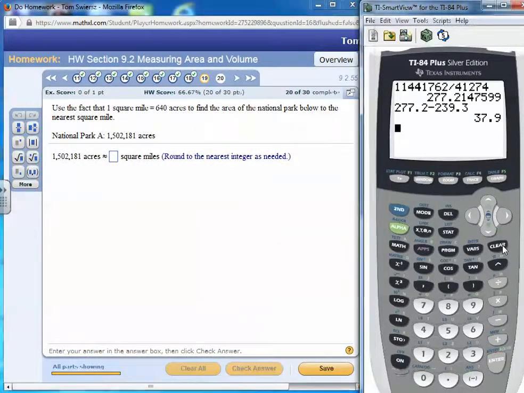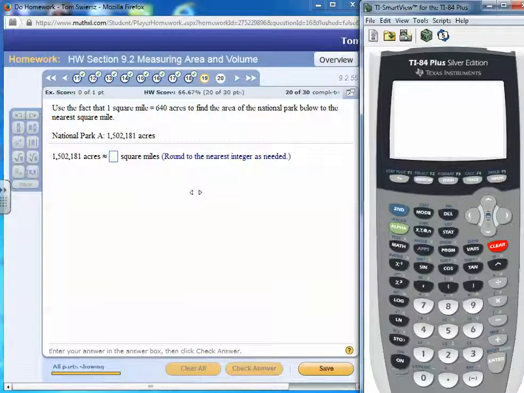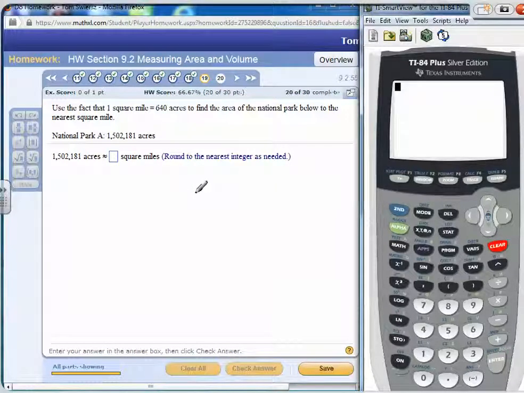Let's look at problem number 19. Use the fact that 1 square mile is 640 acres to find the area of the national parks below to the nearest square mile. So 1,502,181 acres.